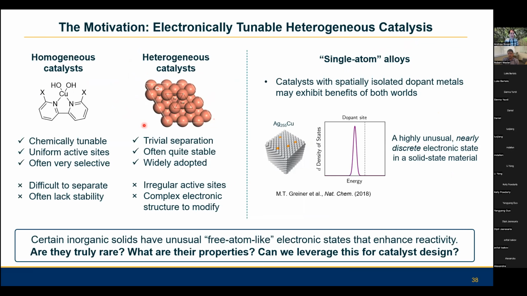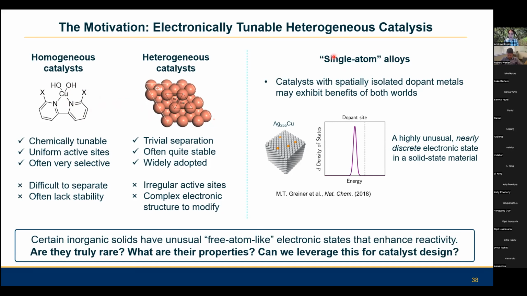We're all familiar with homogeneous and heterogeneous catalysts, right? We have homogeneous catalysts that are these molecular systems that are chemically tunable. They have uniform active sites and they're often very selective, but they may be difficult to separate from the chemical products. But of course, we as chemists and even chemical engineers love them for their tunability. Heterogeneous catalysts, which are more often used in industry, have trivial separation because they're solids. They're often quite stable, but they actually are very complex to model and to understand, right? They have very irregular active sites, and even the simplest structures have complex electronic properties to modify and understand.